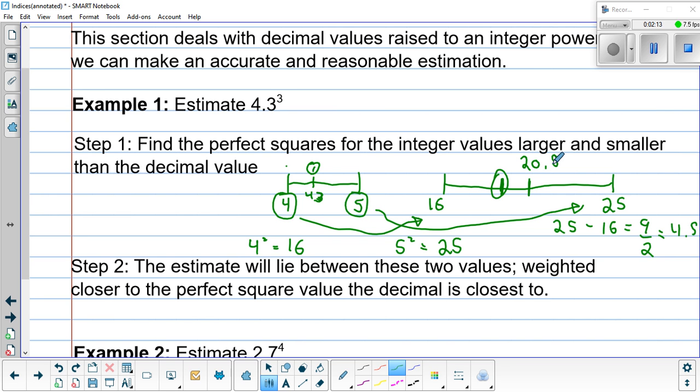So I'm going to give a pretty good estimate of 4.3 squared as, let's say, 19. It's not going to be 20, and it's not going to be 17 because it's too much bigger than that. 4.3 is not 4, so a reasonable estimate is a little bit smaller, 18.